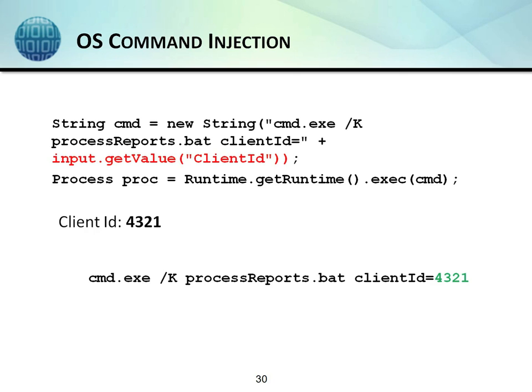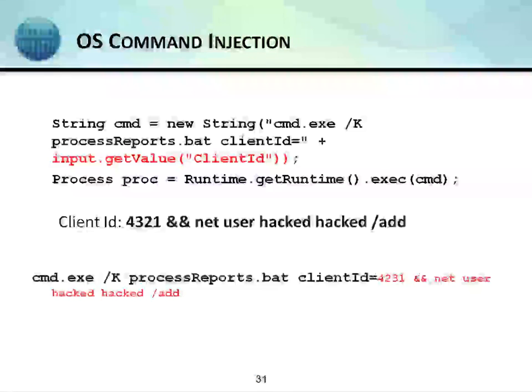So the attacker can influence the client ID value and maybe inject some shell metacharacters. Here it's a Windows system, and we're using the double ampersand to append our own command, which is net user. We're adding a user called hack with a password hack. So we just added a user account to the machine running this code.